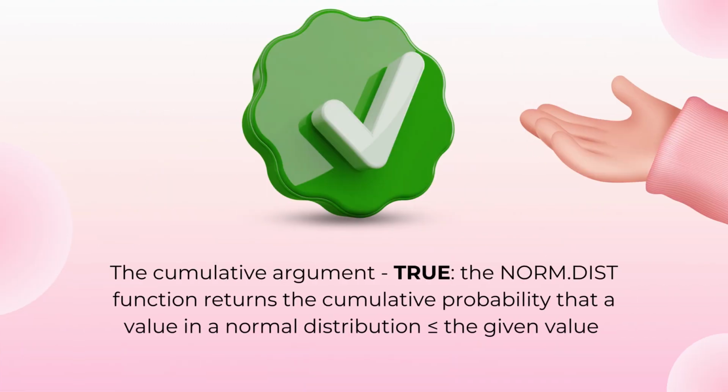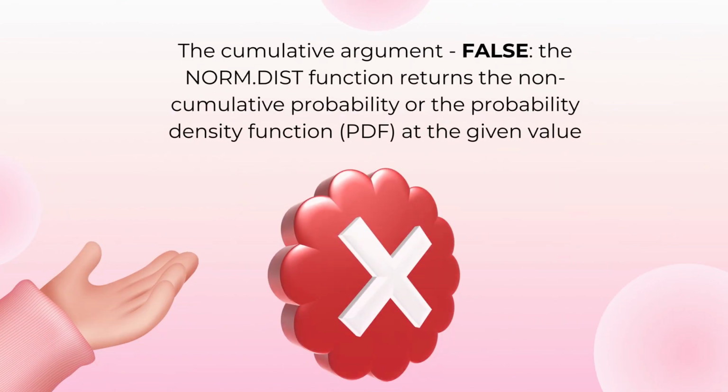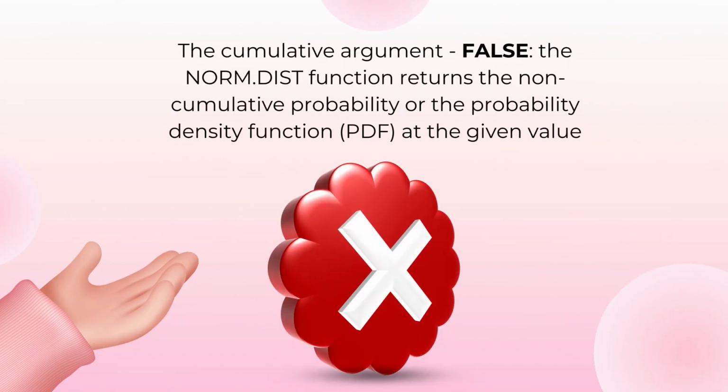If the cumulative argument is set to true, the NORM.DIST function returns the cumulative probability that a value in a normal distribution is less than or equal to the given value. If the cumulative argument is set to false, the NORM.DIST function returns the non-cumulative probability, or the probability density function, PDF, at the given value.